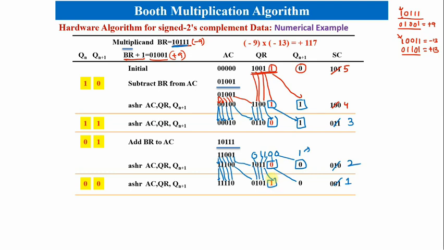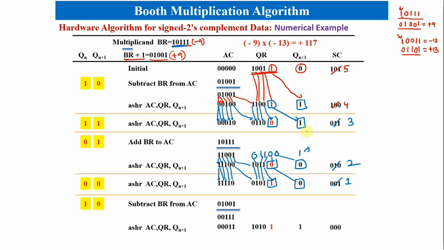Now what is the Qn? 1. Qn plus 1 is 0. 1 0 means it is to perform subtraction. Subtract BR from the accumulator. What is BR? Minus 9. Subtracting minus 9, minus of minus 9 is plus 9, adding this plus 9 to the partial product, you are going to get this result. And this result is to be shifted right. Whenever it is shifted right, we are getting this value.